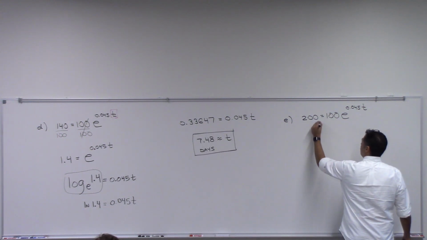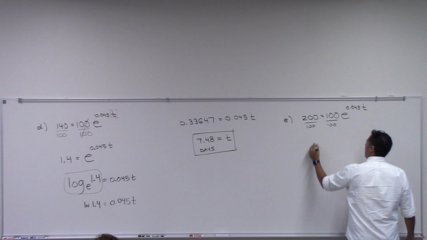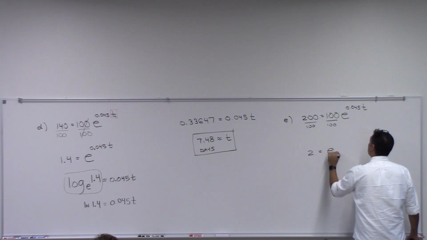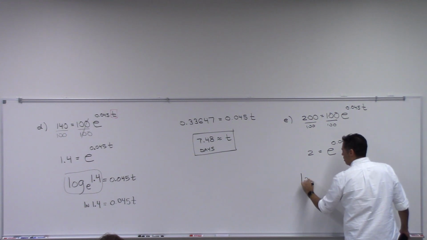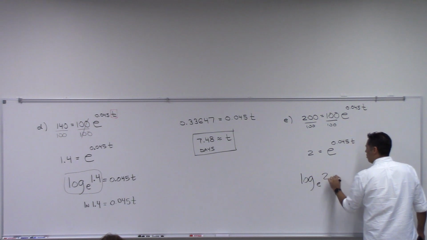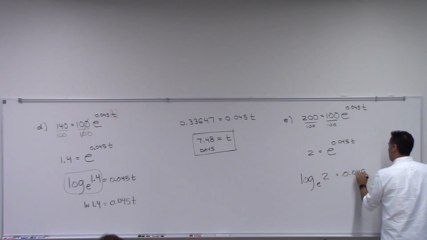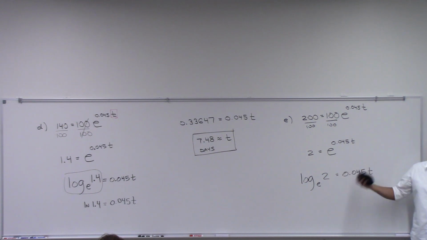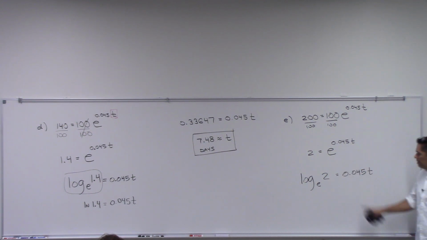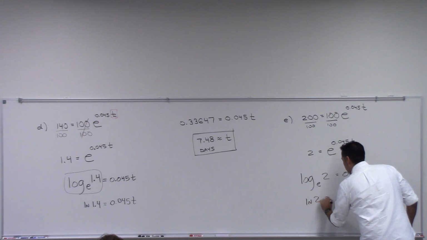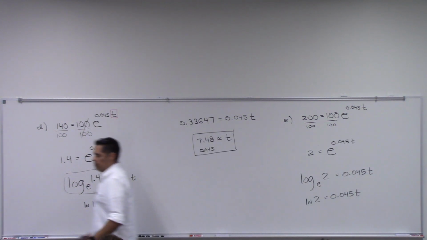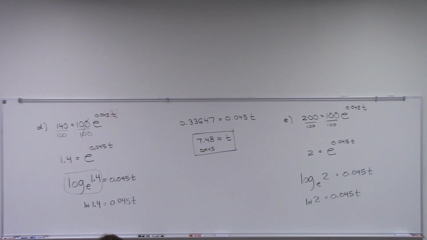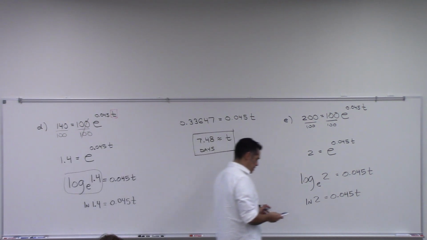I'm going to divide both sides by 100 first. Nice numbers here, right? 2 equals e to the 0.045t. I rewrite this using the log base e. This is a 2. This side is 0.045t. I'm following the exact same format as the previous problem, right? This really means natural log of 2. Get your calculator, natural log 2. 0.693147, something like that.